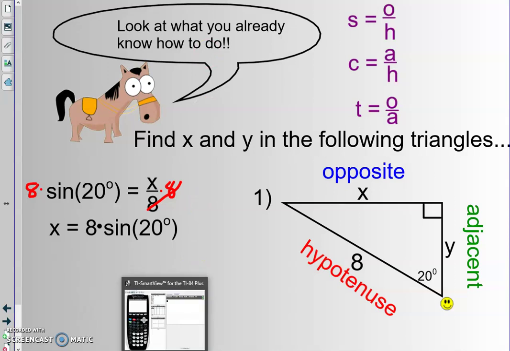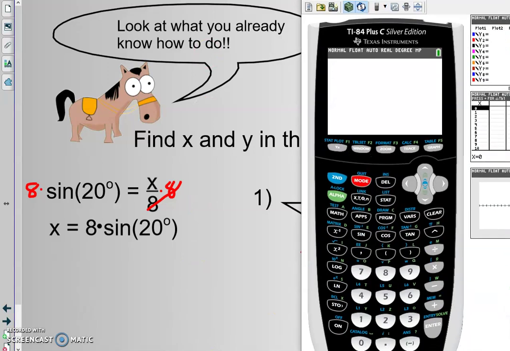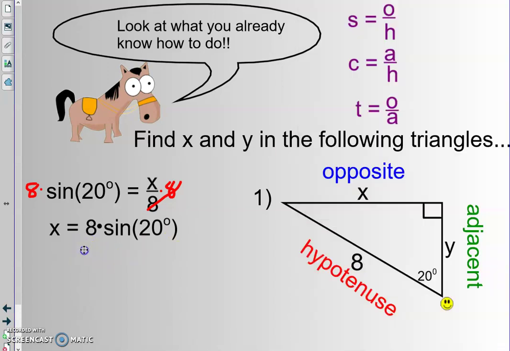And so we go to our calculator now. Let me pull up my little calculator. I'm going to type in 8 times the sine of 20. And that gives me 2.74, let's say. And that's our value for x. It worked just like tangent, but whereas tangent involved an opposite to adjacent ratio, sine involved opposite to a different side, in this case the hypotenuse.